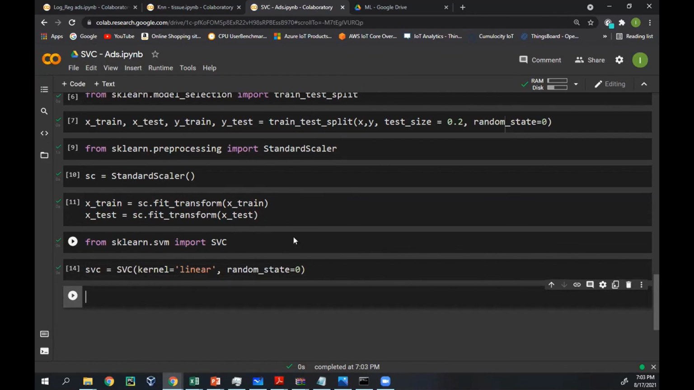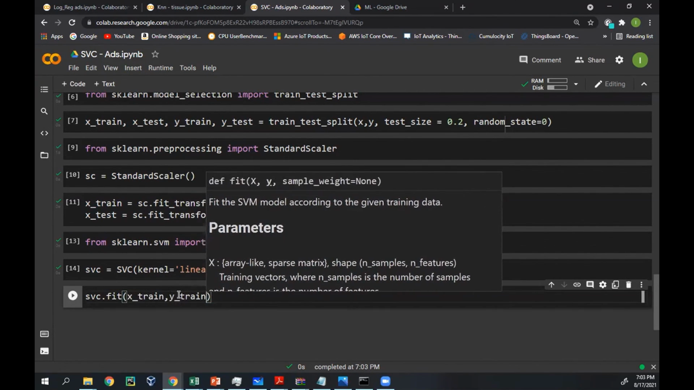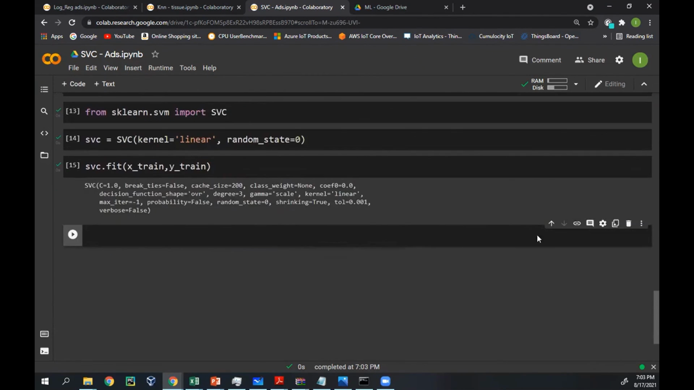So proceed further, and there you go. So this is your SVC. Now what we have to do is SVC dot fit algorithm. So I just have to fit my data. So what is the data? I need to fit X train and Y train. So this is what I need to do. And there you go. So our model is ready. Our model is trained now.